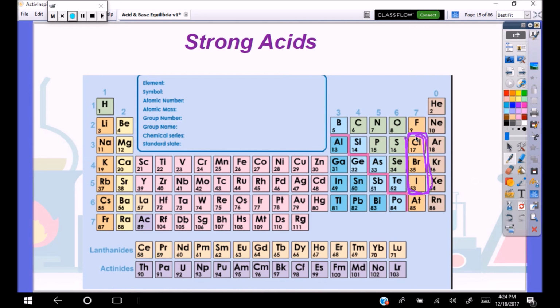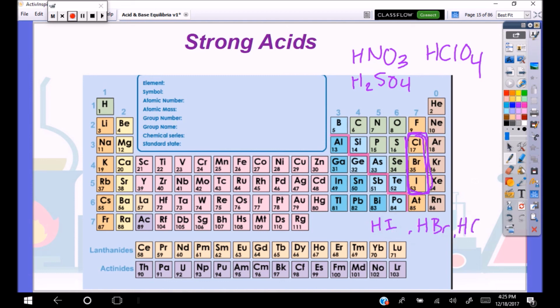The other ones we need to know are actually parts of polyatomic ions. So we've got the nitrate ion. So we've got nitric acid, which has the nitrate ion. Is of strong acid, we have sulfuric acid. And we also have perchloric acid, ClO4. Okay, so those are the 6 we need to know. So HI, HCl, HBr. And then we need to know those other 3 up there with the polyatomics.